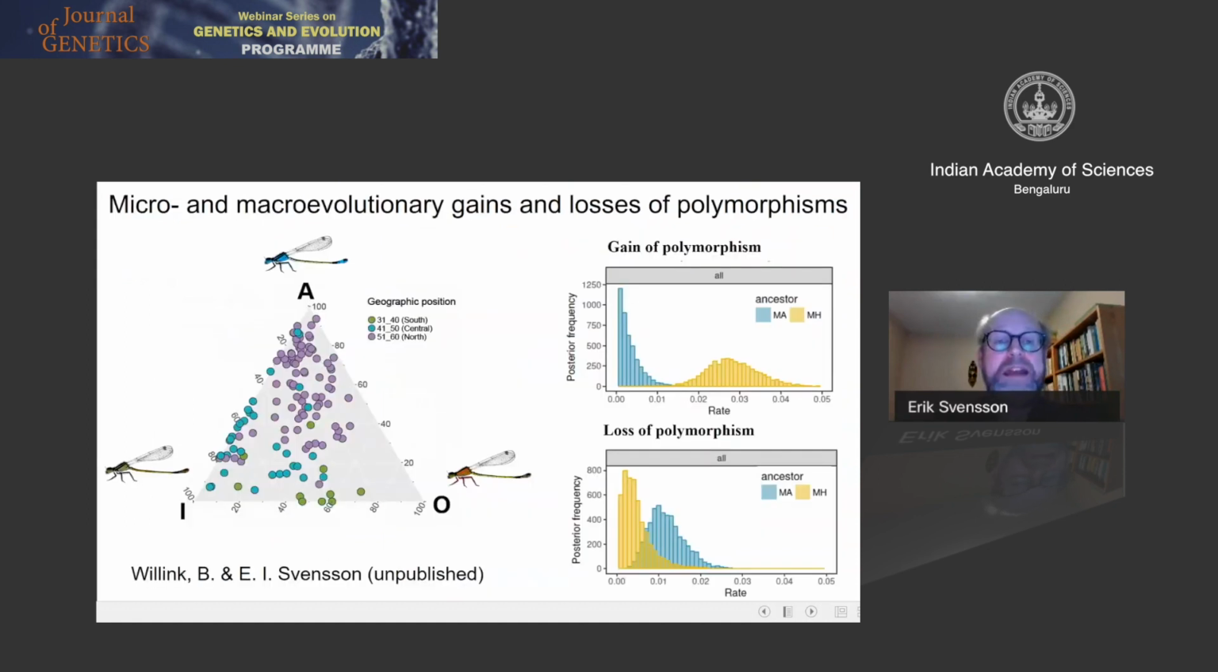And there are then several micro- and macroevolutionary gains and losses of the polymorphism. To the left, you see, for instance, Ischnura elegans, different populations that diverge in morph frequencies, sometimes losing one of the morphs, although not all morphs. And to the right, from our phylogenetic data, we can estimate the gains and losses of polymorphism depending on the ancestor. So it's a very dynamic system with gains and losses of polymorphism through the evolutionary history.